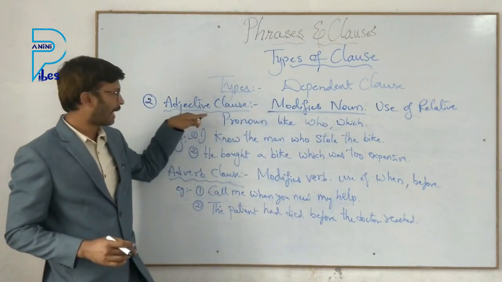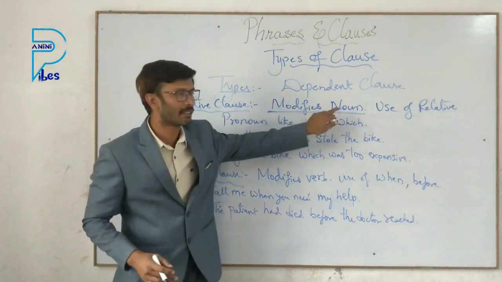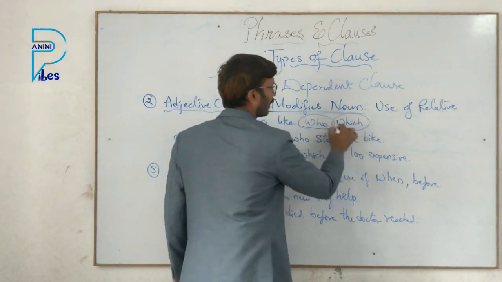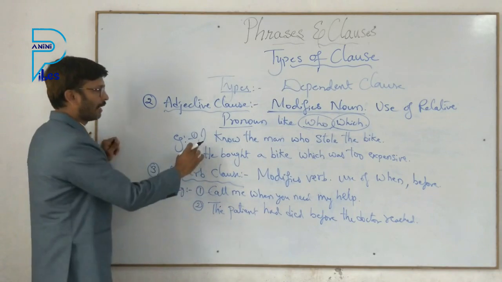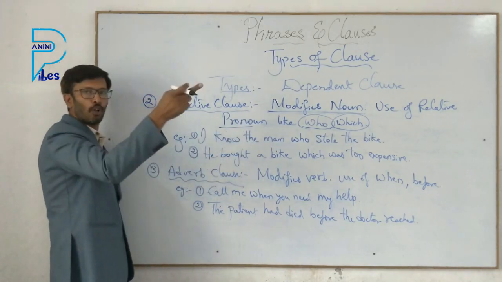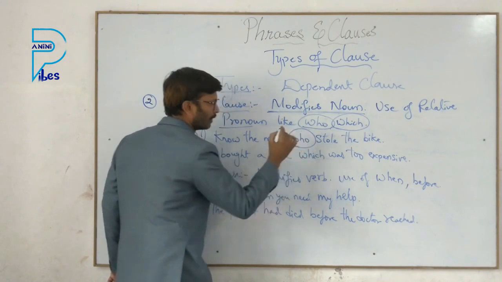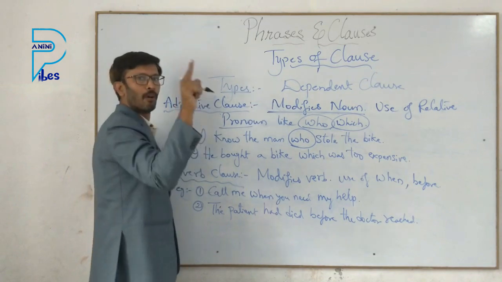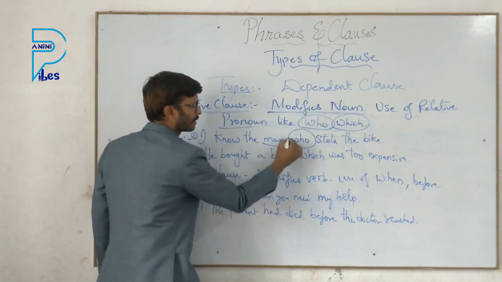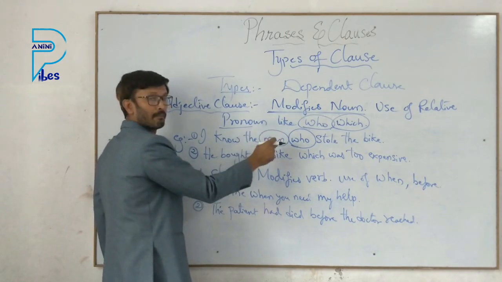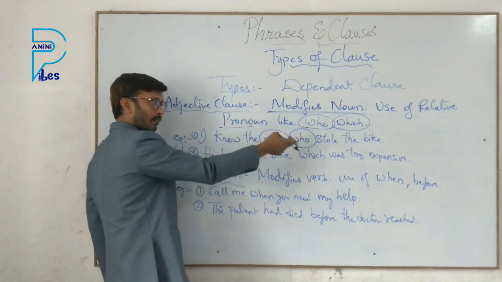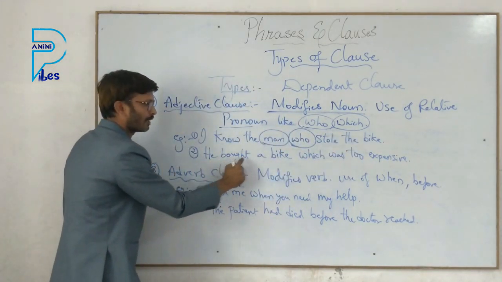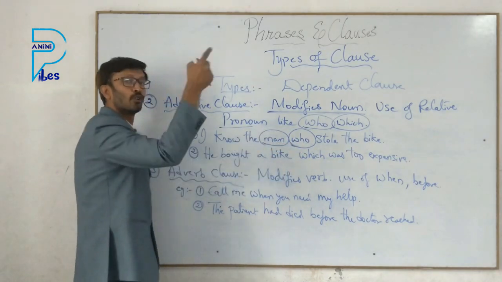So the adjective clause in the sentence modifies the noun, and mostly we use a relative pronoun like who, which, etc. For example, I know the man who stole the bike. So here we use the word who, and here it is modifying the noun. As I have said that this adjective clause modifies a noun. So here the noun is the man. It is modifying the man. I know the man who stole the bike. In the same manner, he bought a bike which was too expensive.